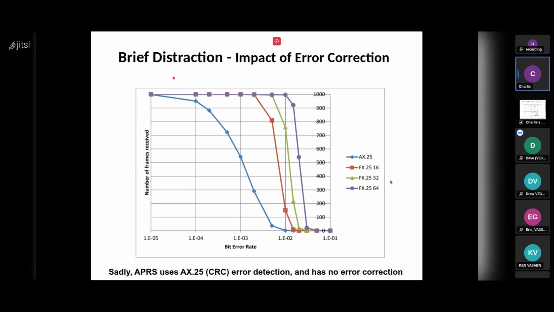Whereas even 16-bit, 32-bit, or 64-bit error correction, any of those chosen wouldn't see any errors with 1 in 1,000 errors. If you have 1 in 100 errors, this is really quite interesting. FX.25 64-bit, all of those packets would still get through, 100% would get through. Whereas if you were using AX.25 without much in the way of error correction, none of the packets would be getting through if there were errors of 1 in 100.